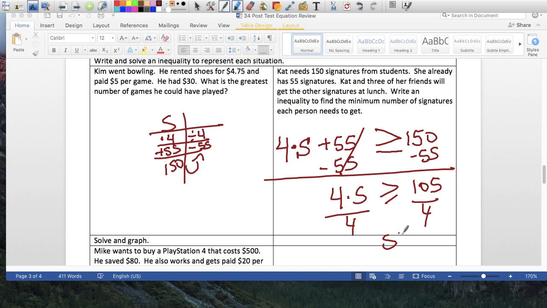Divide by 4, and S has to be, so the number of signatures each person has to get has to be greater than or equal to 26.25. So they need 26.25 signatures. Well, you can't get 26 signatures and 0.25. So each person needs to get 27 signatures. Okay.